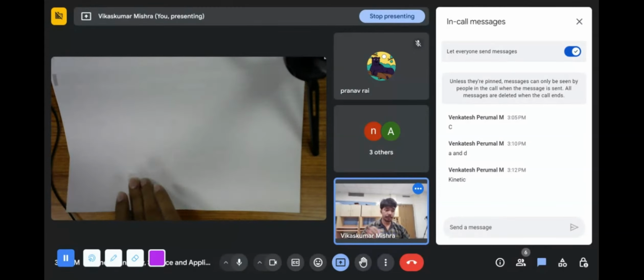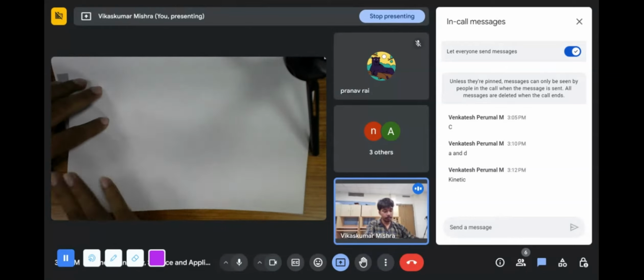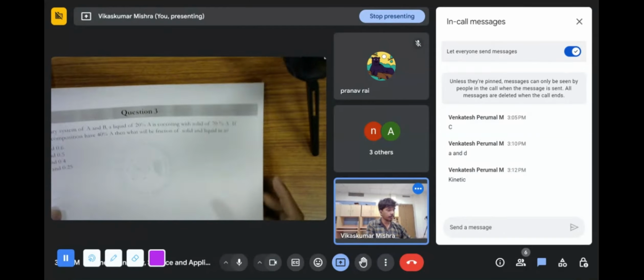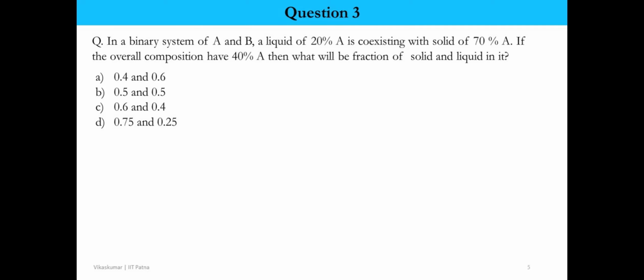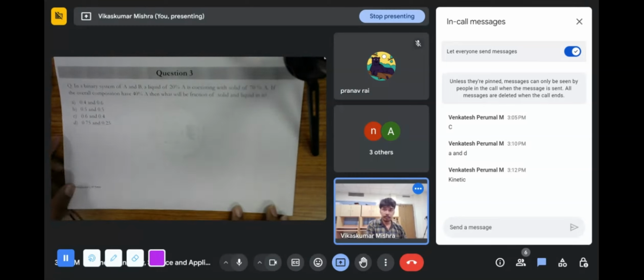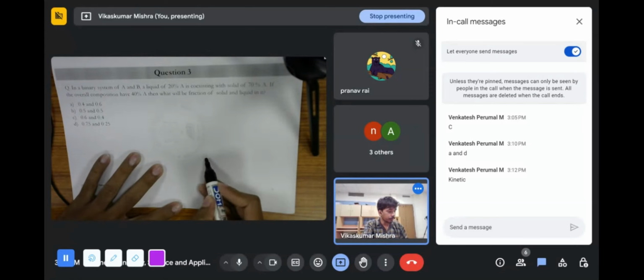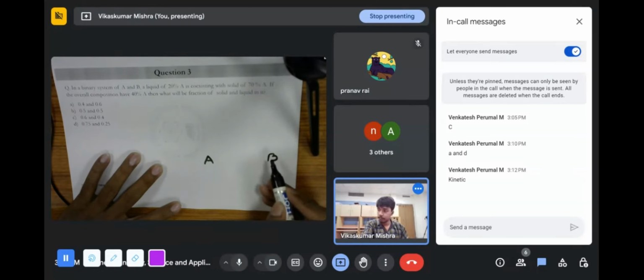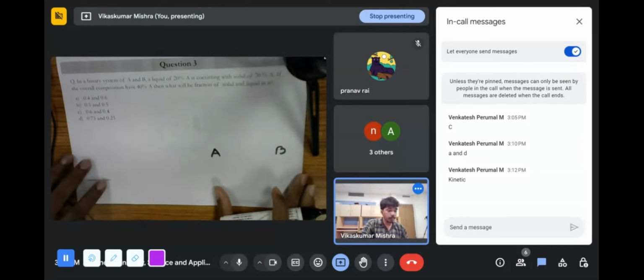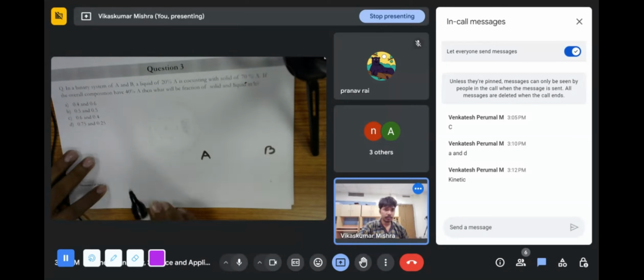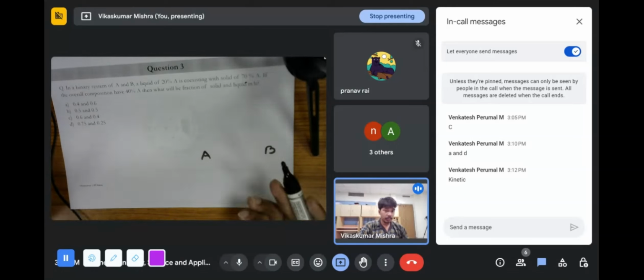Question number 3. Okay, so let's read the question first. In a binary system of A and B, so we are having the binary system of A and B, a liquid of 20% A is coexisting with a solid of 70% A. Okay. So there is a liquid and there is a solid.